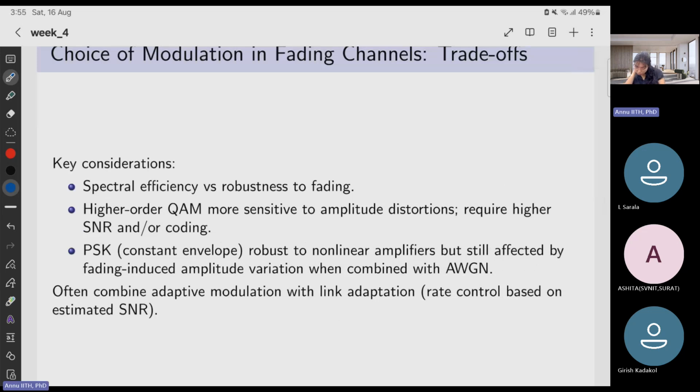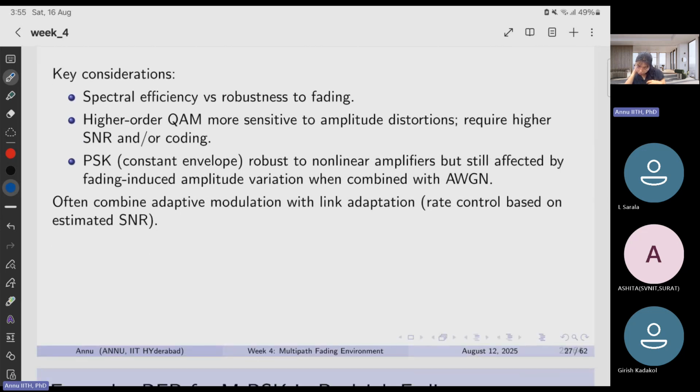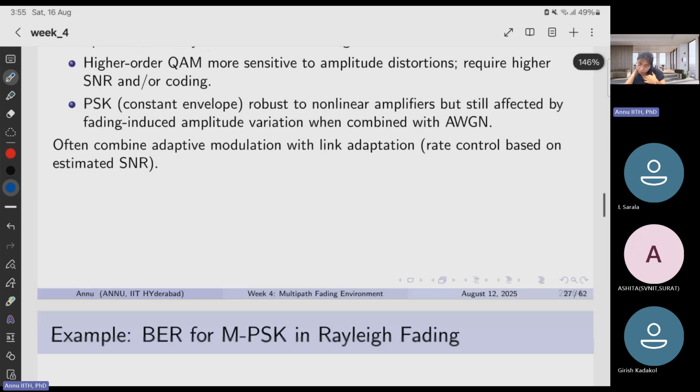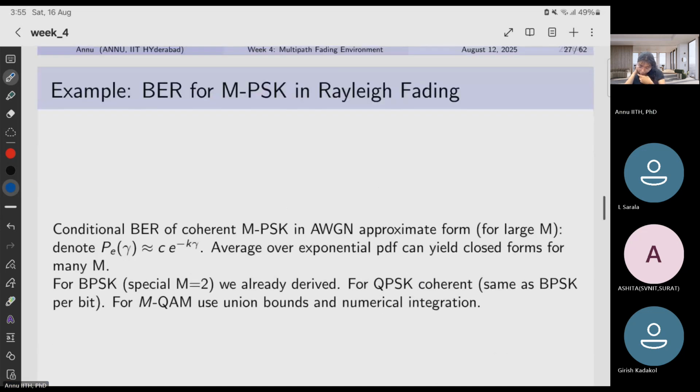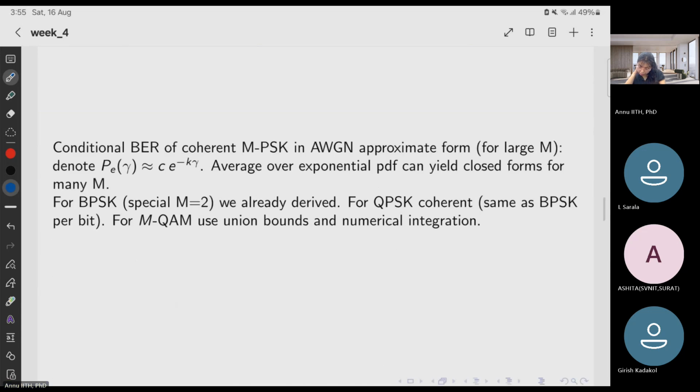Critical is efficiency versus robustness to fading. Higher order QAM is more sensitive to amplitude distortion and requires higher SNR encoding. Phase shift keying, which has a constant envelope, is robust to nonlinear amplifiers, but is still affected by fading induced amplitude variation when combined with AWGN. Often combine adaptive modulation with link adaptation, rate control based on estimated SNR. Conditional BER.